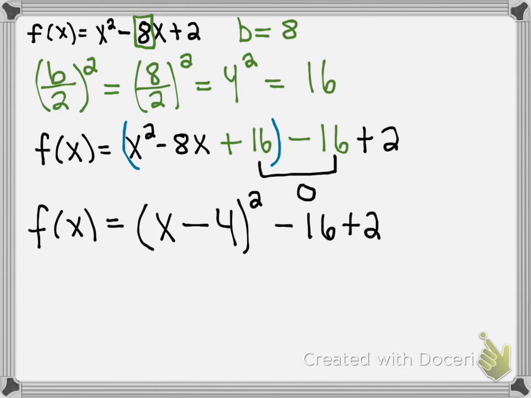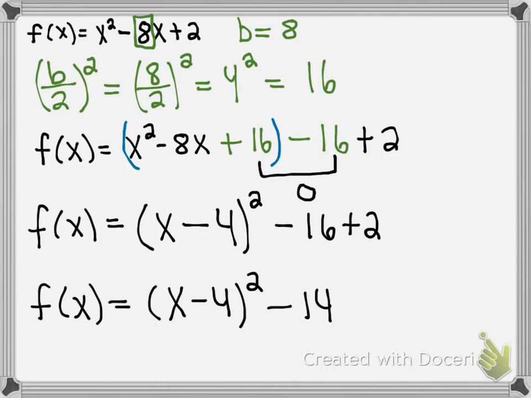The first three terms, x squared minus 8x plus 16, since b was 8 and we divided by 2, our value of b over 2 would be 4. So x squared minus 8x plus 16 is going to factor as x minus 4 in parentheses squared. And then we still have the minus 16 and plus 2 left on the outside of the x minus 4 squared. And the final result, f of x in transformation form, would be x minus 4 squared minus 14.